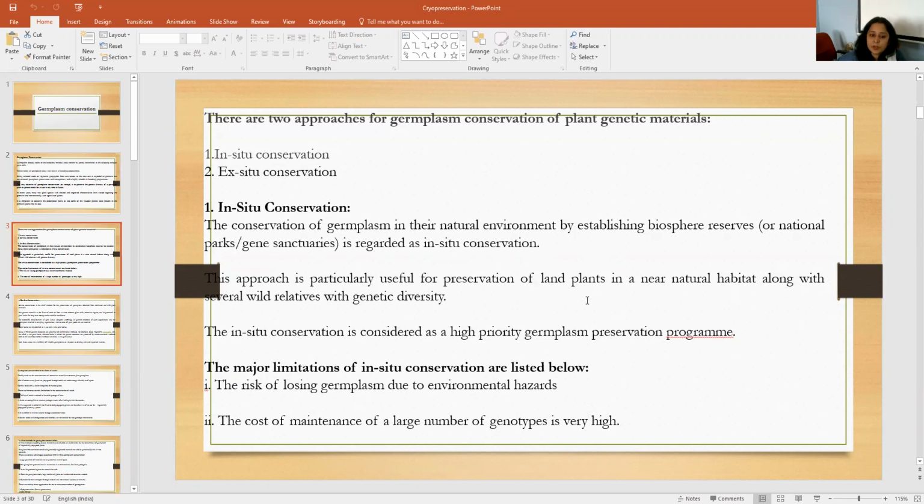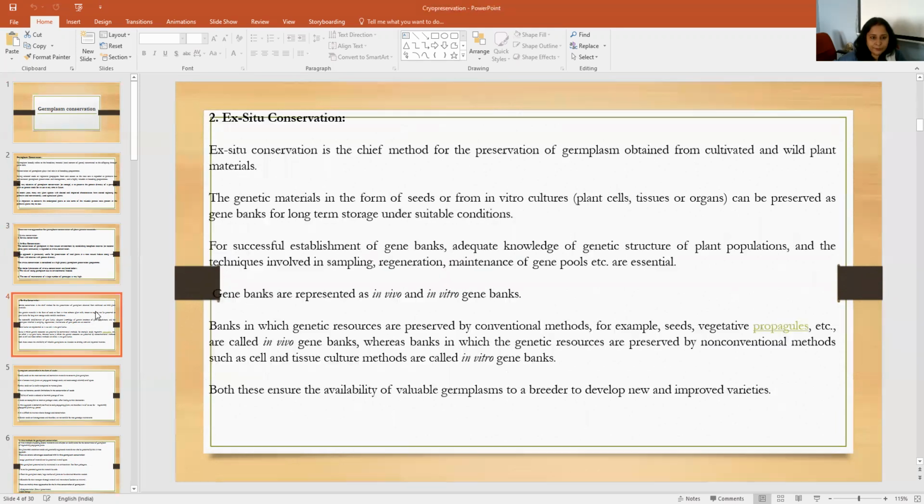This approach is particularly useful for preservation of land plants in a near natural habitat along with several wild relatives with genetic diversity. In situ conservation is considered a high priority germplasm preservation program. But the major limitations of in situ preservation are that the risk of losing germplasm is always there because of environmental hazards, and also the cost of maintenance of a large number of genotypes is very high.